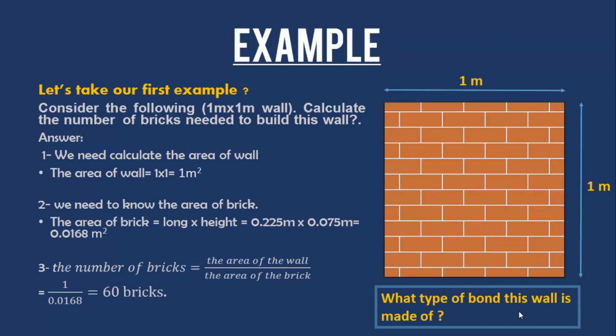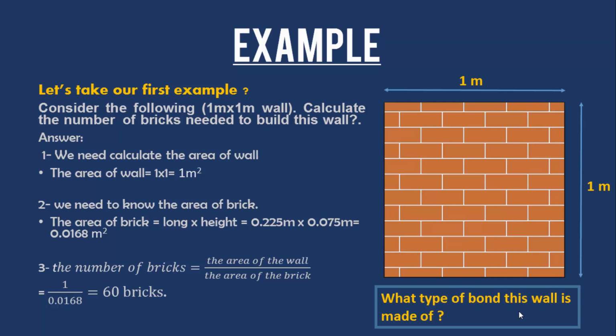Let's take our first example. Consider the following 1 meter by 1 meter wall. Calculate the number of bricks needed to build this wall. Answer: we need to calculate the area of the wall. The area of the wall is 1 by 1, which equals 1 square meter.